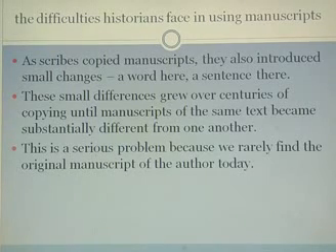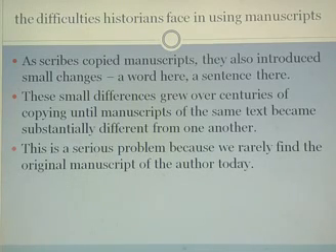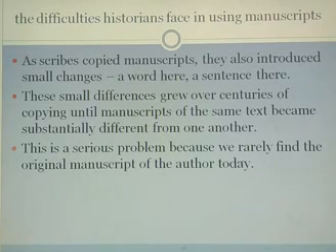Okay, then it is the last topic of today's video: the difficulty historians face in using manuscripts. Historians face some difficulty in interpreting the manuscript. Now let's see what those difficulties are. The first one is that as scribes copy manuscripts, they also introduce small changes, a word here and a sentence there. In the previous slide, I already told you that a manuscript is a book written by hand. So here a person is going to copy that book from the original one.